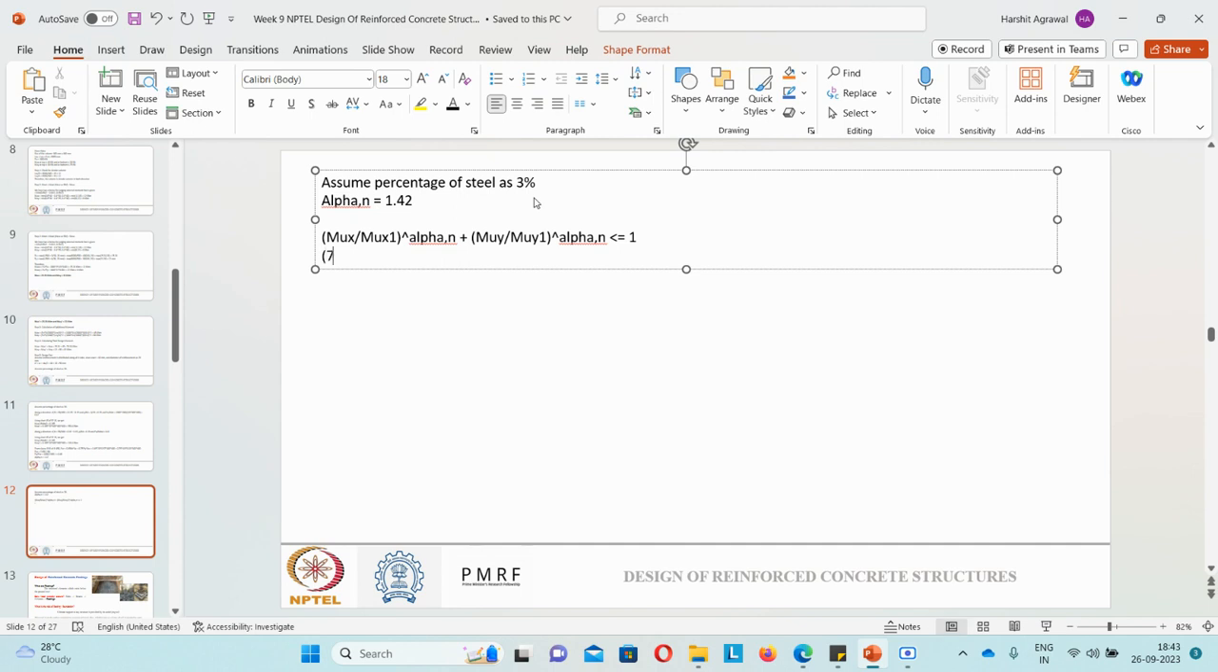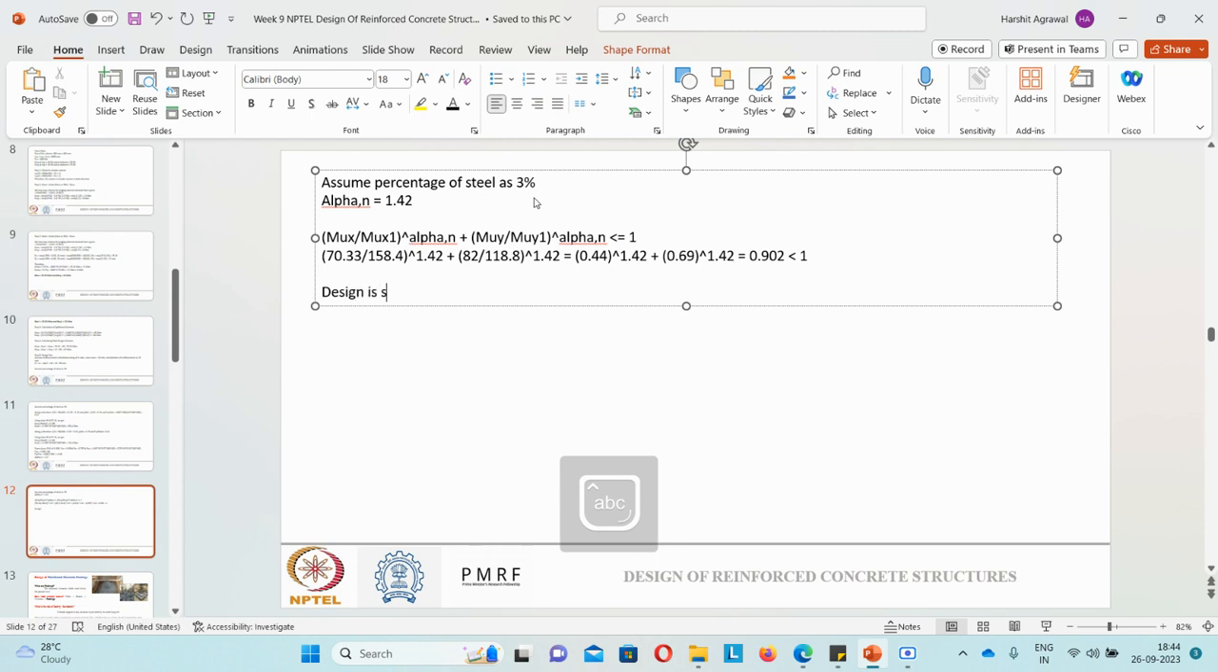So just substituting the value, 70.33 upon 158.4 to the power 1.42 plus 82 divided by 118.8 to the power 1.42. Okay, so what this will come out to be: 0.44 to the power 1.42 plus 0.69 to the power 1.42. So this value will come out to be 0.902, which is less than 1. Since this condition is true, we will say our design is safe.